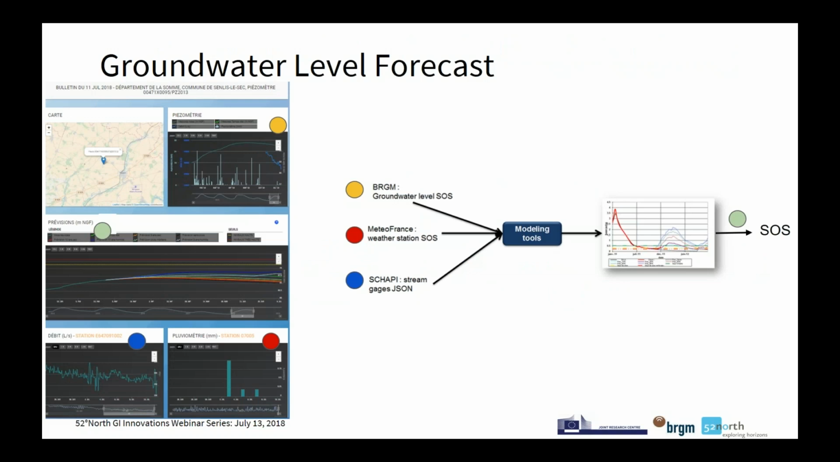So as I told you before, we have an extension of it based on the groundwater level forecast and models we have. Depending on the groundwater level source for existing piezometers, it also takes information such as meteorology, water stations, and also string gauge that are provided in JSON. So you have on the left the picture of the interface of it, and it uses data in a modeling tool to provide information about groundwater level forecast.